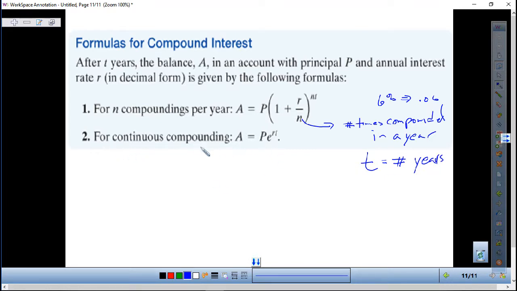Now, with continuous compounding, we have A equals P e to the RT. Once again, R is the same thing. It's the rate in decimal form, and T is the number of years. Now, you do need to know how to use these formulas. We'll do some of those in class, and we'll talk about them, but make sure you jot these equations down. You will use them. Most of the time they'll be given to you, but you do need to remember some of what they are and what they actually find.